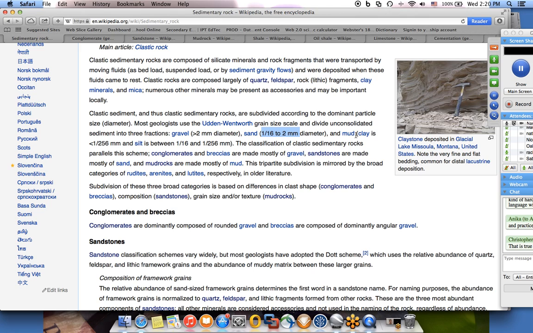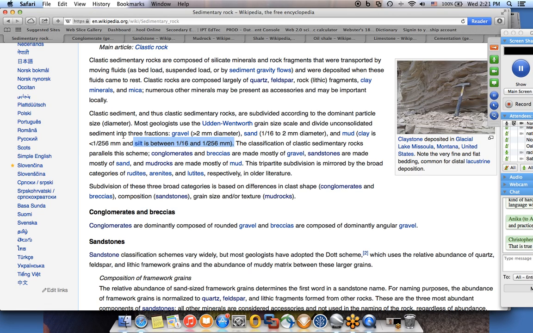Mud is divided into clay and silt. So clay is less than 256 millimeters, really, really small. And silt is between 1/16 and 256. So if I were to put them in order by size, I say, okay, gravel, sand, silt, and clay. Oh, okay. So that is how the rocks are classified.